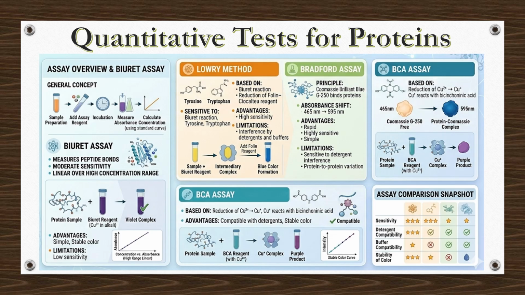The Lowry assay improves sensitivity by combining the biuret reaction with reduction of the Folin-Ciocalteu reagent, producing an intense blue color. It is far more sensitive than the biuret, but prone to interference from sugars, lipids, buffers, and detergents. The Bradford assay, developed later, uses Coomassie brilliant blue, which shifts from red to blue upon binding protein. It is fast, simple, and sensitive, but its response varies with protein composition and can be affected by detergents.